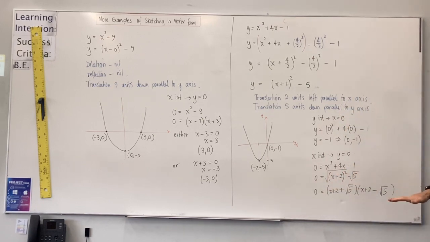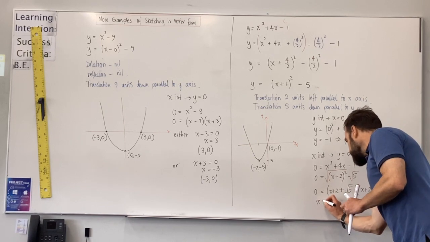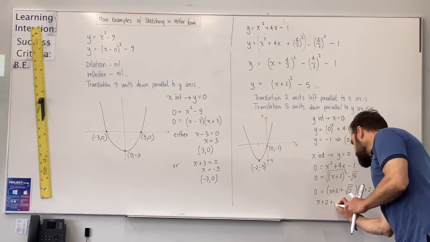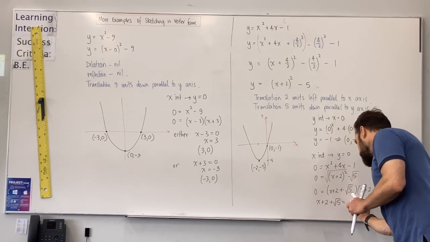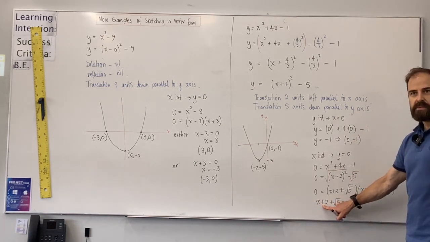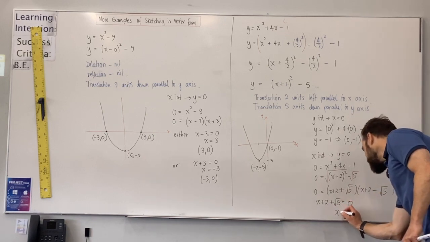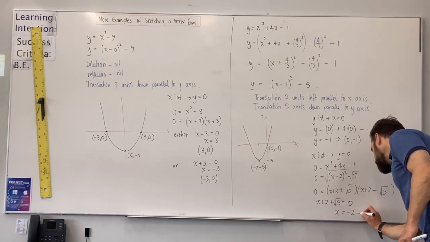Now, I have to solve this. This is the null factor law. How do I solve null factor law? I do it in two parts. So the first part, x plus 2 plus the square root of 5 equals 0. What's the opposite of plus 2? Minus 2. What's the opposite of plus root 5? Minus root 5. So it's x equals minus 2 minus root 5.